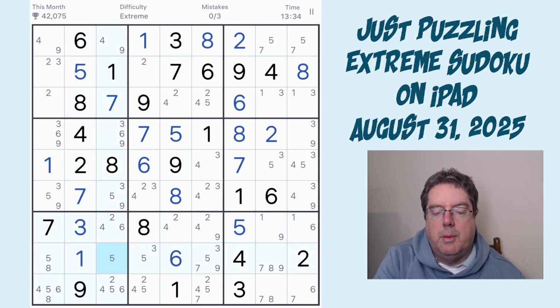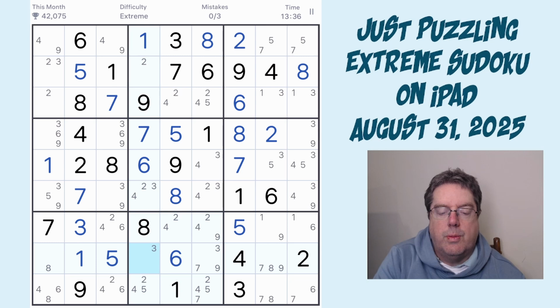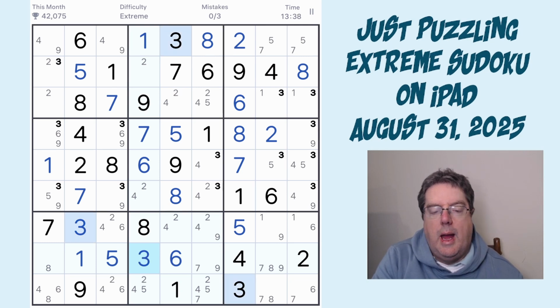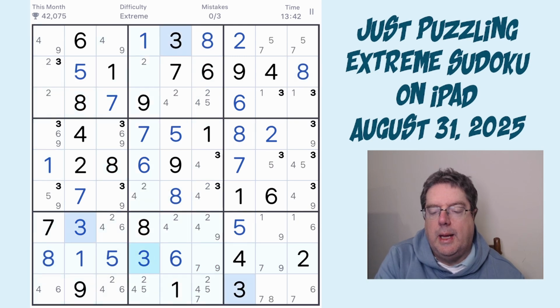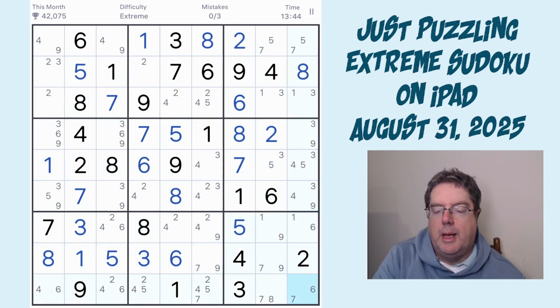That means that this is going to be the 5, because it's standalone. 3 now, and 8. So a 7, 9 pair here, 8 comes across here, 8 comes across here, 8 comes down here, so that's an 8 there.